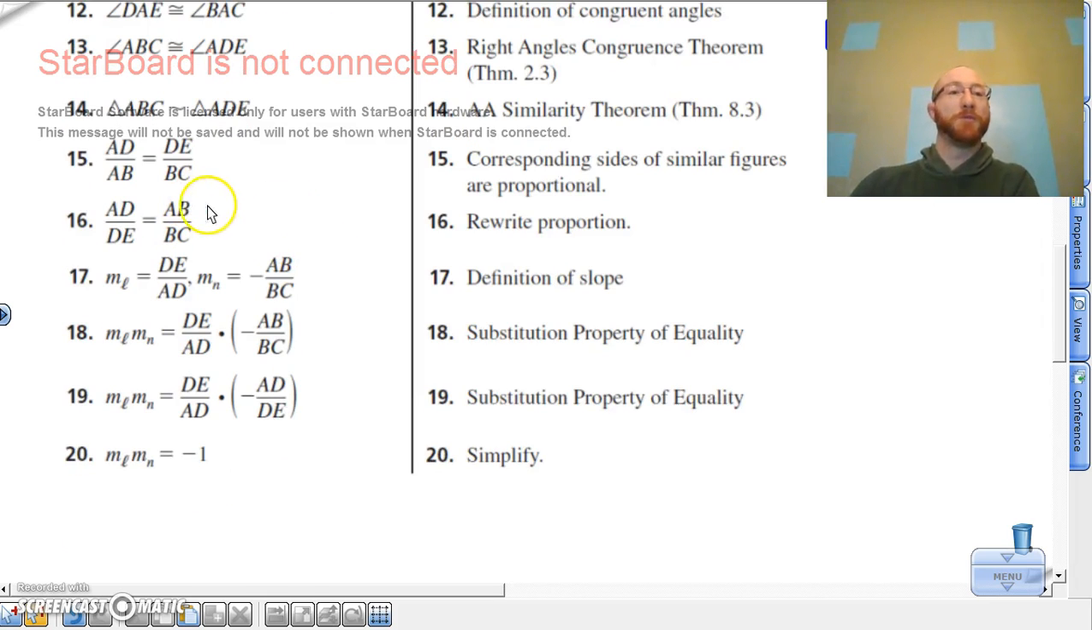From there, just like we did before, we set a ratio of corresponding sides, we rewrite our proportion, and when we do it this time, we find the slope differently. All right, rise over run. And now we multiply these. This doesn't look like we can do anything, but we do substitution, and we get DE over AD times negative AD over DE. These cross out, these cross off. The slopes multiply to -1.